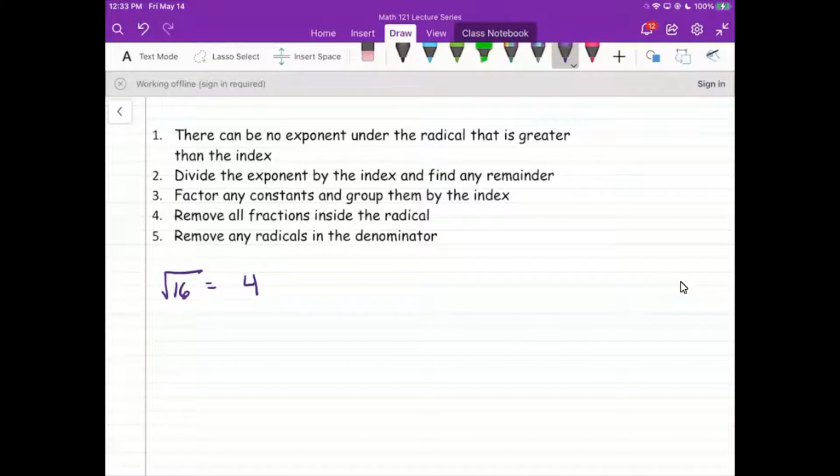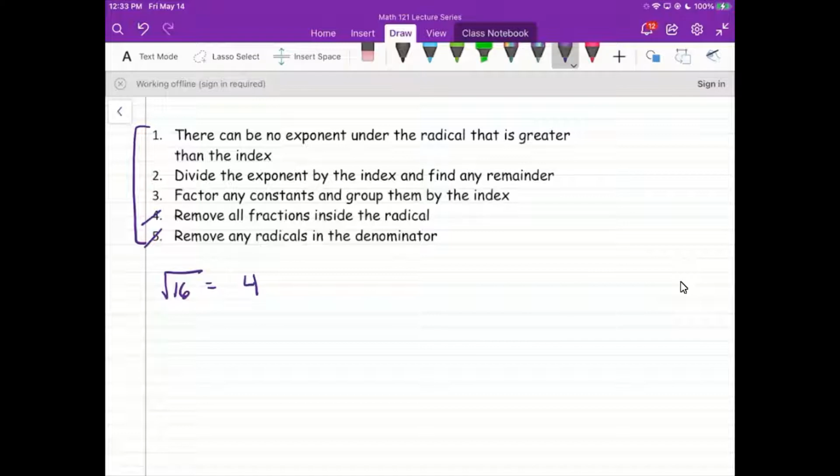I have listed here 5 rules that you need to follow when simplifying radicals. We're going to deal with 4 and 5 in a later video, but the first thing we're going to deal with is rules 1, 2, and 3.